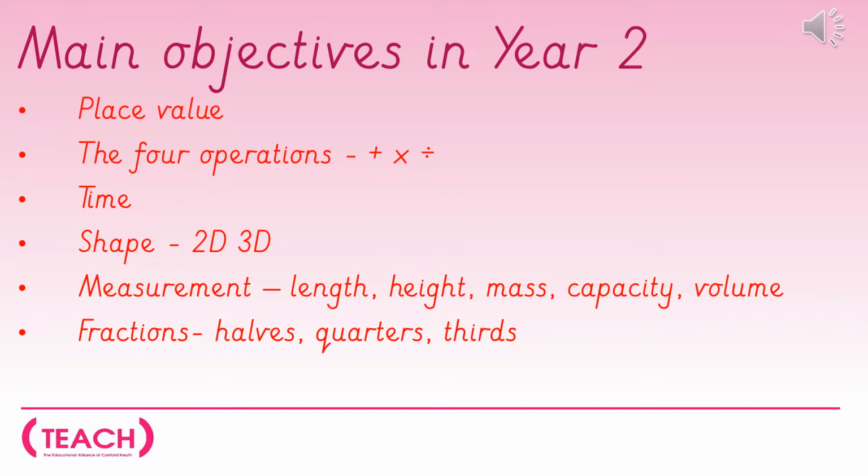So the main objectives in Year 2, we cover place value, but we go up to numbers of 100. We do the 4 operations. We look at time, o'clock and half past, but then we extend on to quarter to and quarter past.